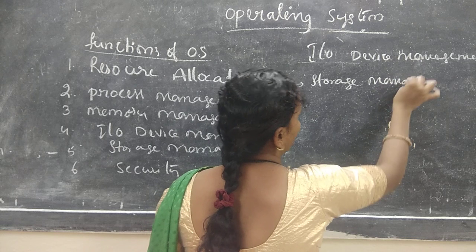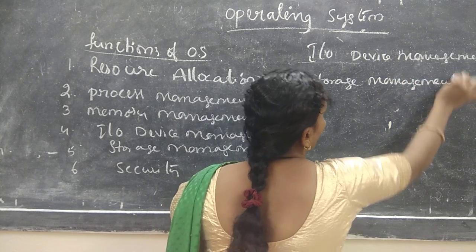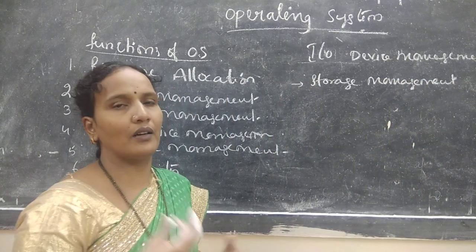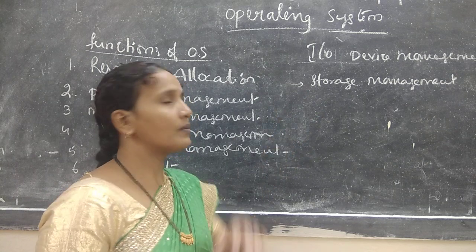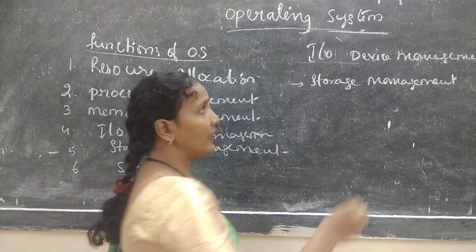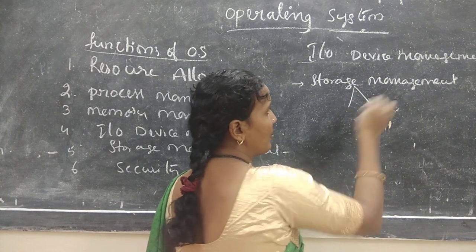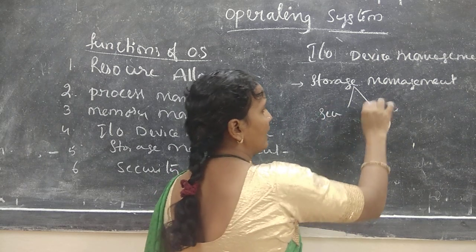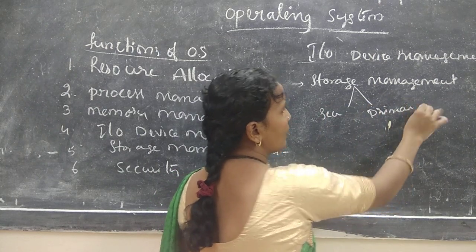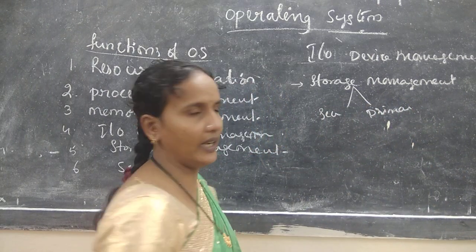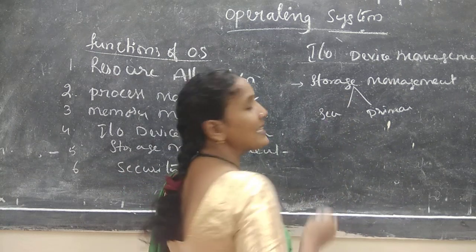Storage management. Storage means what? Again, you will be storing the information into a memory. Here in the system we have two types of memory: one is secondary and the second one is primary. Whenever you save your files permanently, those files are saved inside the secondary memory.